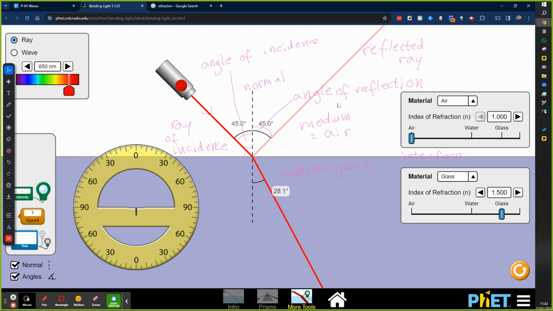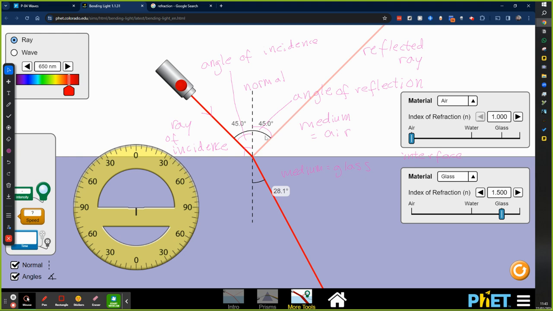The way they might test this is they might get you to complete the diagram, and then they just want you to make sure that you draw the reflected ray roughly so that the angle of incidence is equal to the angle of reflection. You don't need to get a protractor out. It just needs to look roughly the same angle by eye.